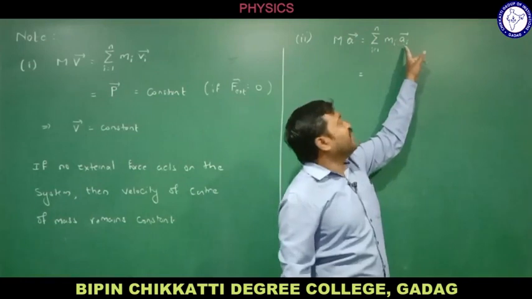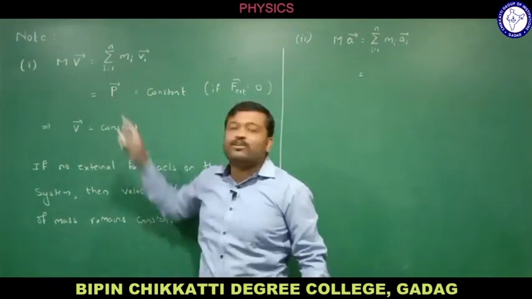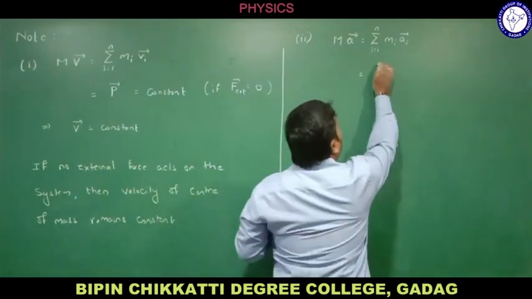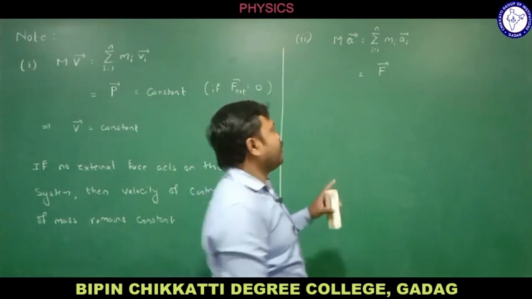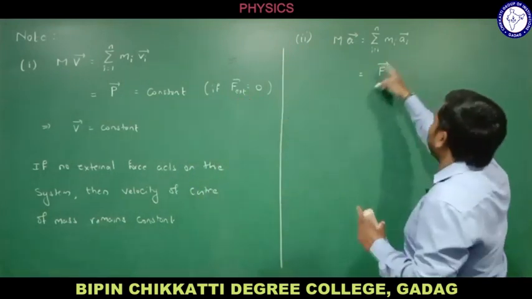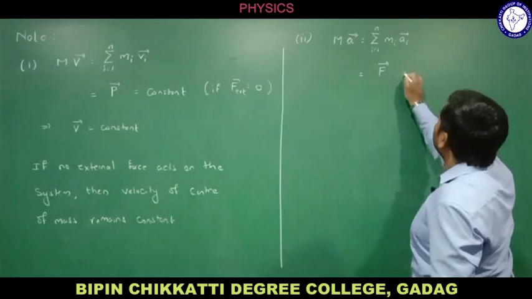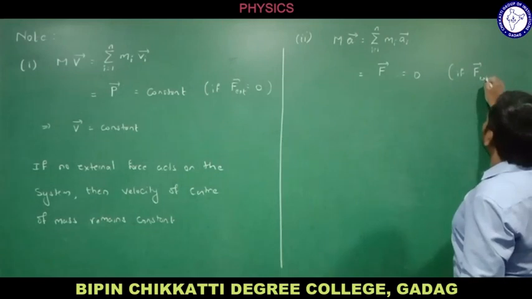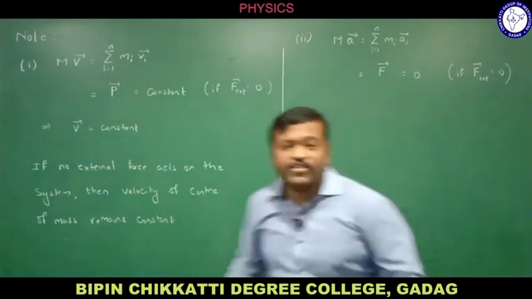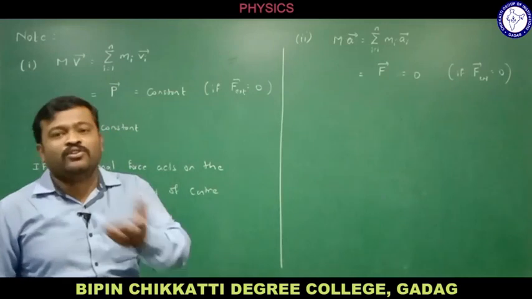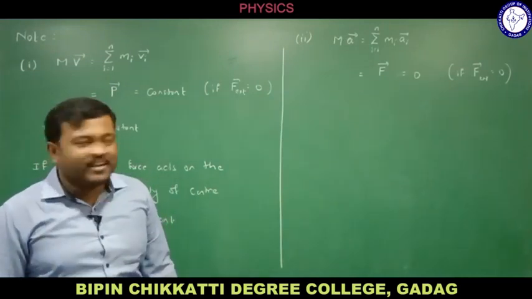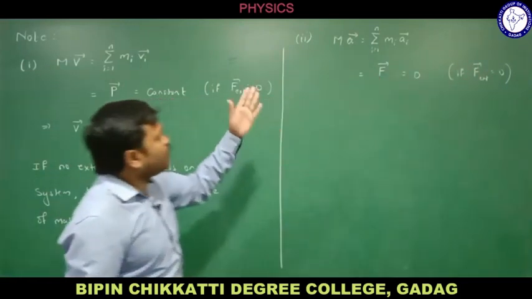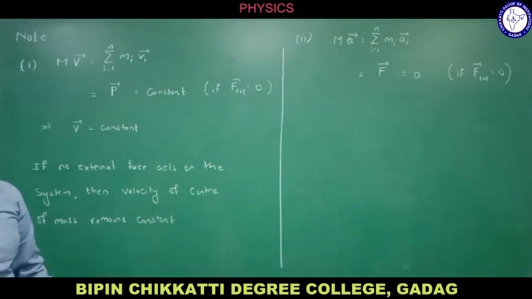Do remember, mass into acceleration is force. Mass into velocity was nothing but momentum. Here, mass into acceleration is nothing but the total force acting on the system, right? What happens to the total force? We know that the total force acting on a system will be equal to 0, right? Why? If the net external force acting on a system is 0, if there are no external forces acting on a system, then the force on the system will be equal to 0, right? So if no force acts on the system, the force on the center of mass also will be equal to 0.